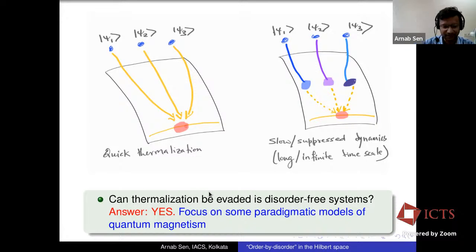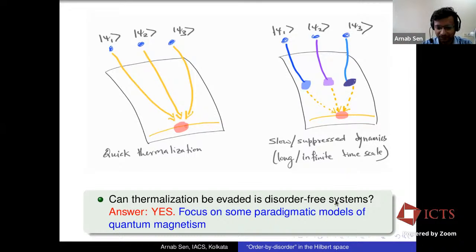self-thermalization in a complicated quantum system. Can this be evaded in a disorder-free system? I stress this phrase disorder-free because it turns out that there is a way of evading this thermalization by something called many-body localization, which is an interesting interacting version of the Anderson localization phenomenon.